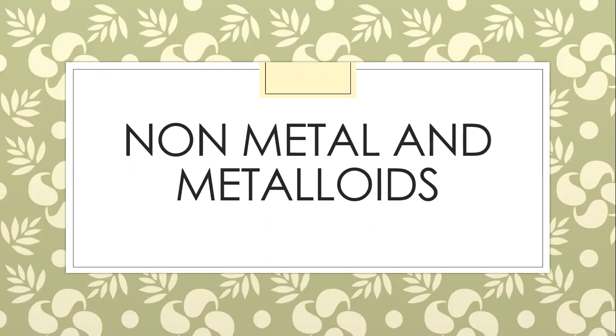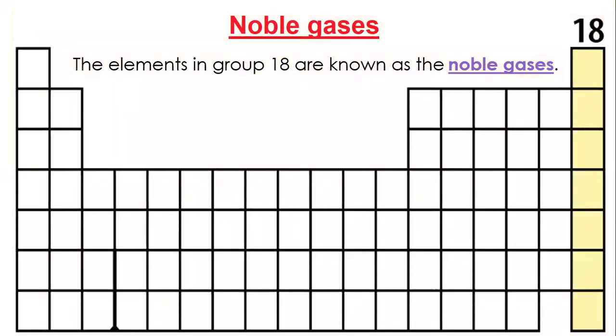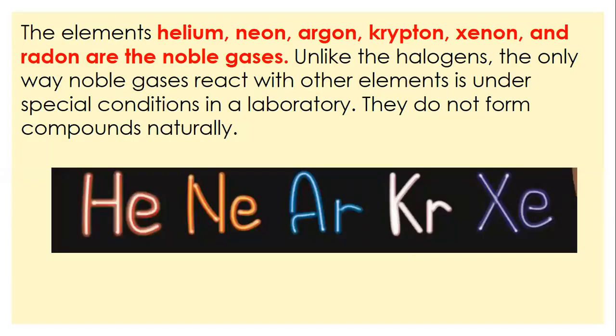And we said that the elements that are found in group 17 are called halogens because they form salt when they react with metals. Now, let's discuss the elements of group 18. The elements in group 18, we call them noble gases. We call them noble gases because they are noble, they don't react with other elements. They can react with other elements only under specific conditions in the laboratory.